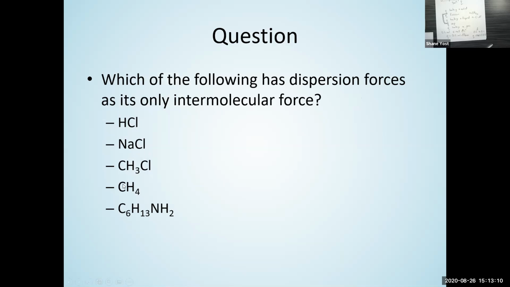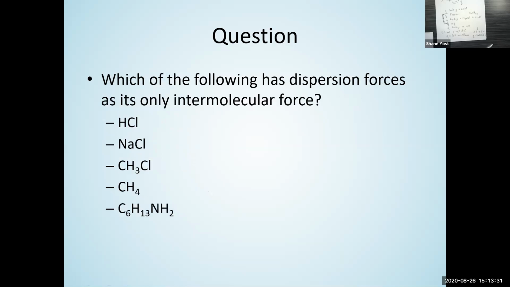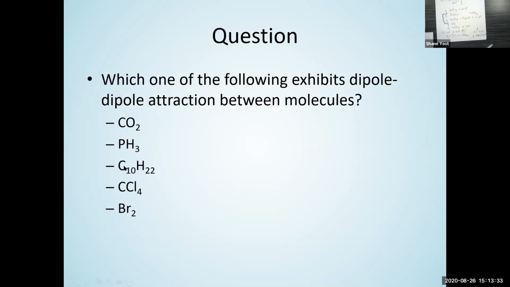But then, CH3Cl, that one has dipole-dipole because chlorine is not the same as hydrogen, right? But the CCl4 doesn't have dipole-dipole because all 4 chlorines are bonded the same. They're bonded symmetrically on the carbon. And if you just see carbons and hydrogens bonded together, that's just dispersion.